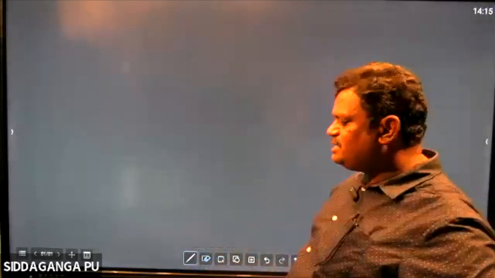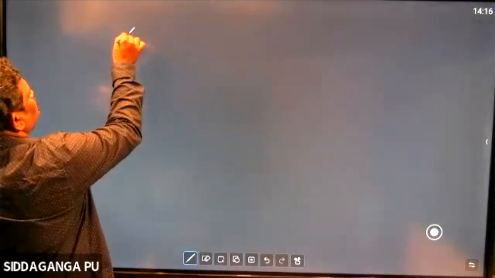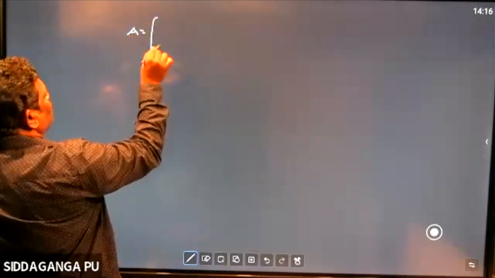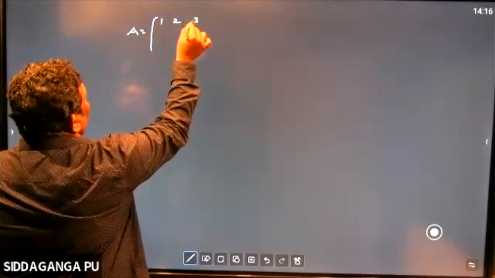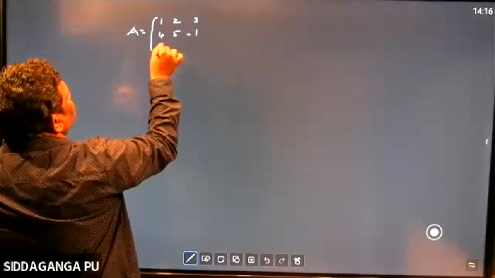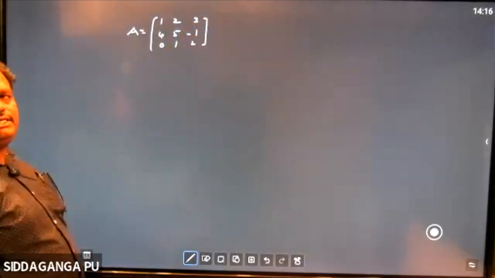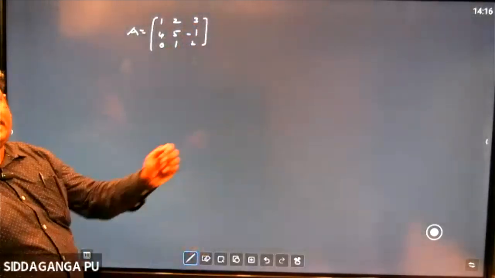Now, given one example, we can understand easily. So 1, 2, 3, 4, 5, minus 1, 0, 1, 2. This is one 3 by 3 matrix. Now we can calculate the adjoint of this matrix.